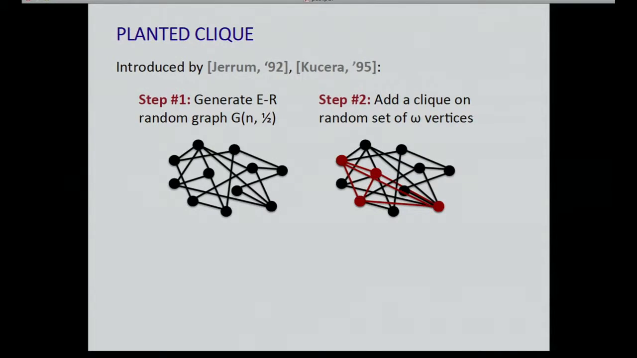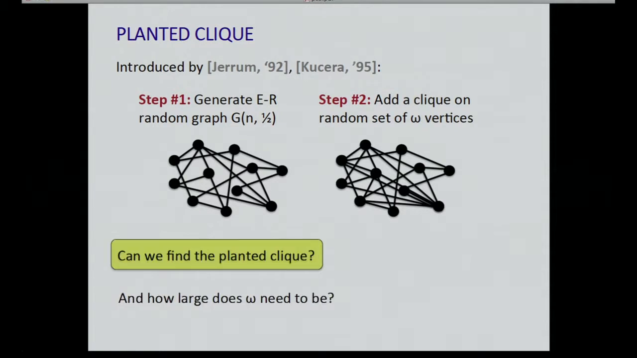So out of these n vertices, we choose a random set of omega of them. These are these red vertices, and then we plant a clique on them, meaning that every time there's an edge already in the Erdős-Rényi random graph, we don't worry, but if the edge is missing, we add it. Now the catch is that you don't actually know where this clique was planted. So at the end of this model, you're given a random graph along with a promise that it really does contain a quite large clique. And the basic question is to try and find the planted clique.